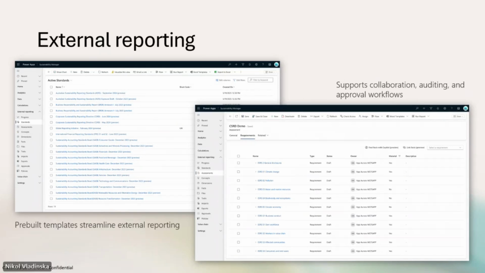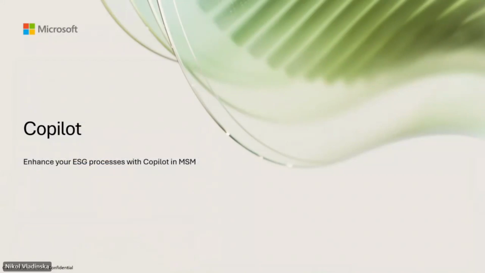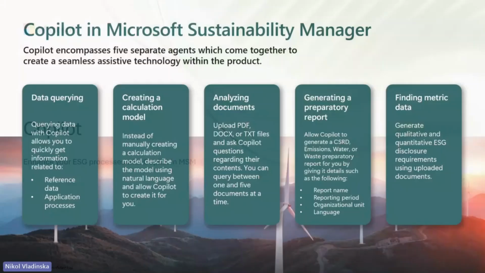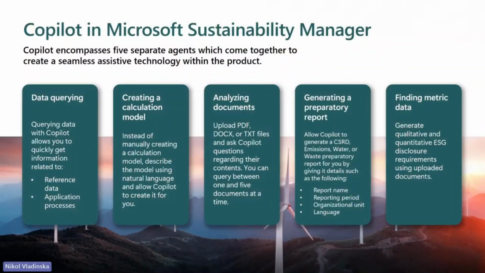Now I'll hand it back to Nicole to walk us through some of the cool Copilot functionalities that we have within the product. Perfect. Thank you, Sai. All right, let's briefly go over Copilot in MSM. Copilot in MSM is designed to streamline sustainability workflows by enabling users to interact with their data and their tools using natural language. It supports a range of capabilities, including querying ESG documents, generating quantitative reports, and building calculation models simply by describing them.